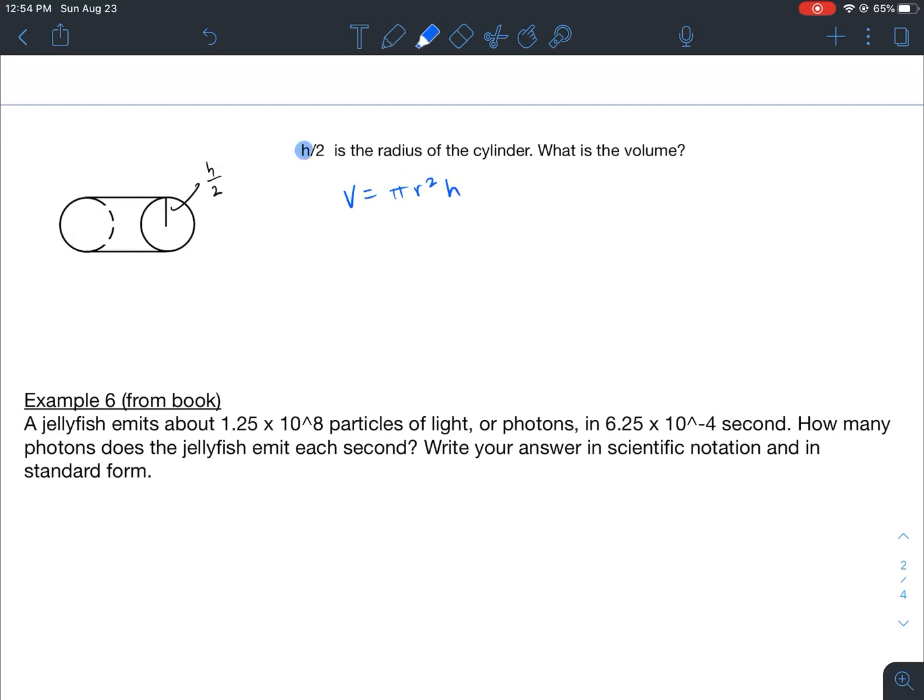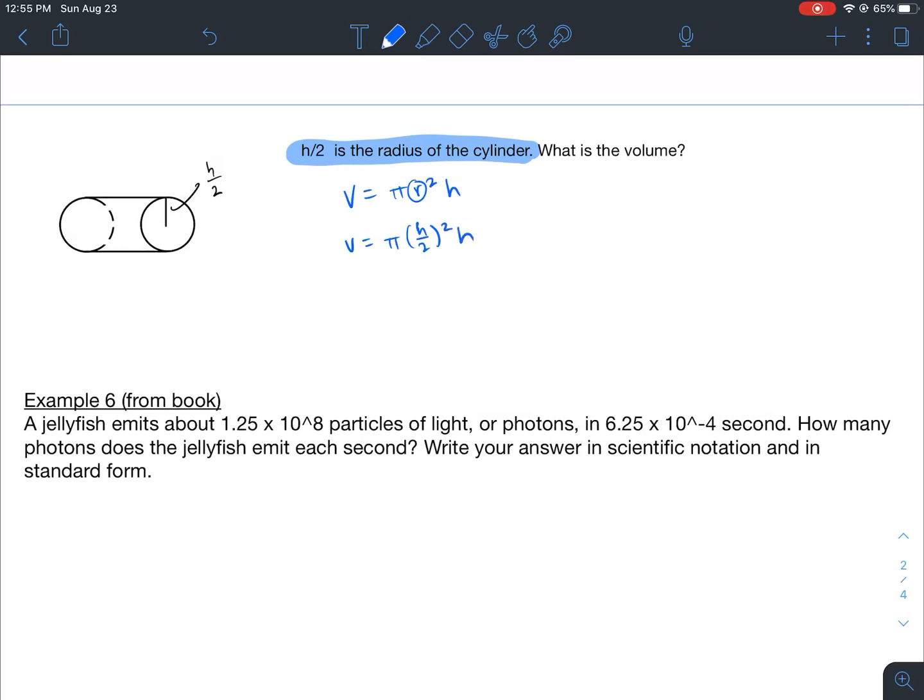So it says here, however, that our radius is h over 2. So right here, we can plug that in. We can substitute h over 2 in. So V is equal to pi times h over 2 squared times h.